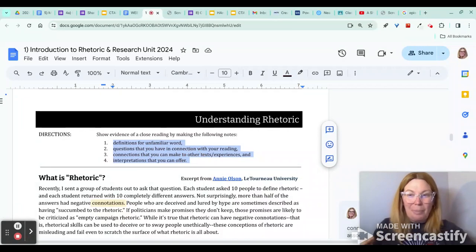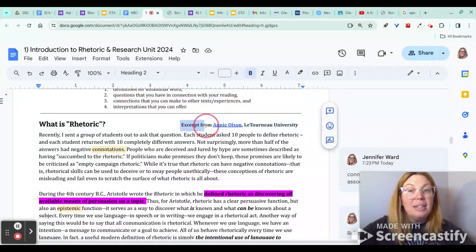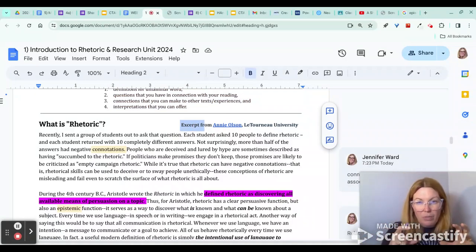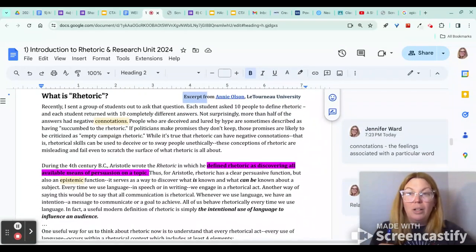So let's get started. The article is titled, What is Rhetoric? And it comes from Annie Olson. Notice it says excerpt, which tells you it's not the full article. We've specifically chosen a chunk of this article that we feel would be a good introduction to some basic concepts of rhetoric. So it's not the full article, but it is linked on our classroom space if you want to read the full thing. So this one is titled, What is Rhetoric?